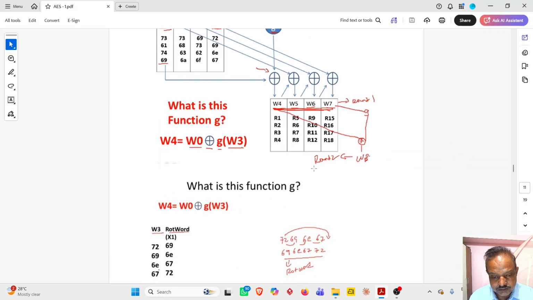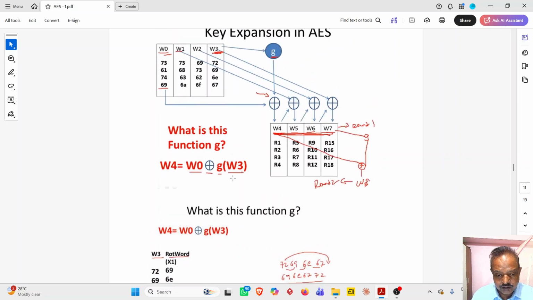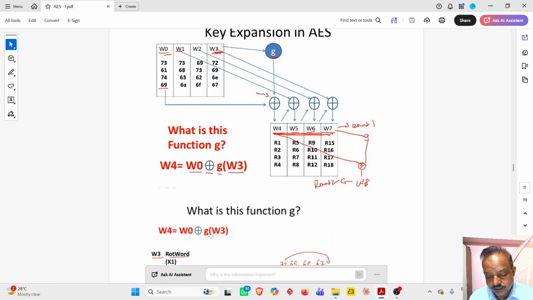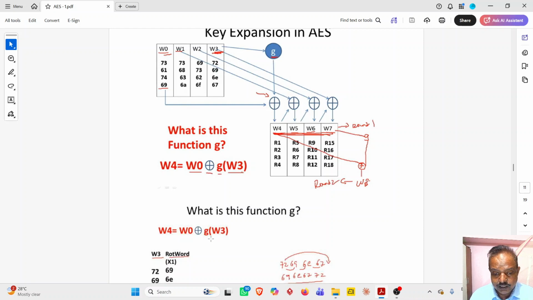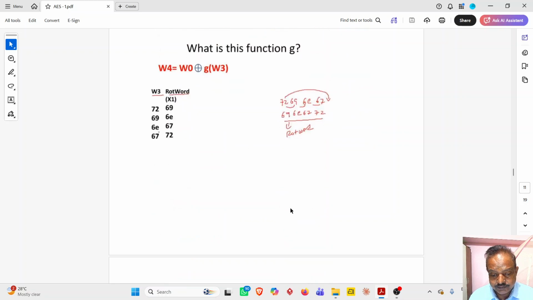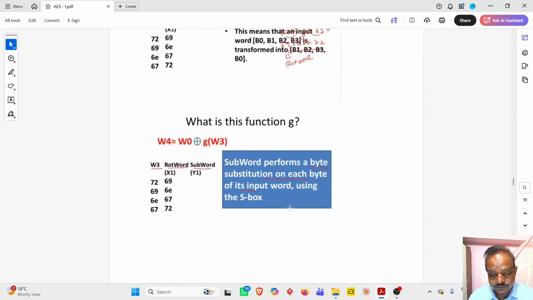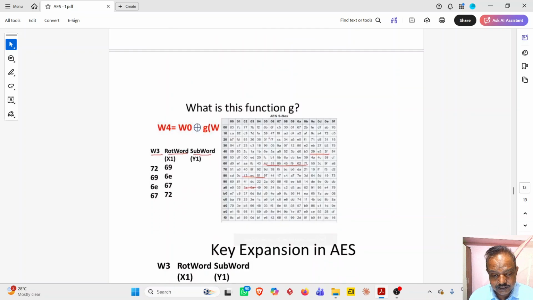Okay. So if you try to write an equation for that, how we get this W4? W4 is G of W3. We apply what I told you: the same X1 we get, and from that Y1 we get, and find the substitute. X1, what happens? Rotation. And Y1, what happens? We go for the substitute of that word from the lookup table. Then we go for the exclusive OR, and we find all the things. Now, everything we got there.